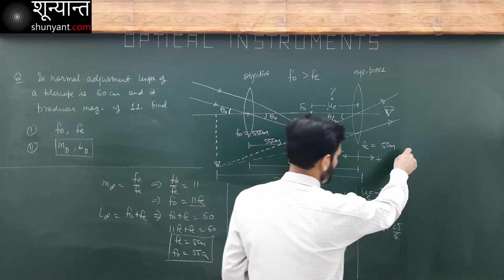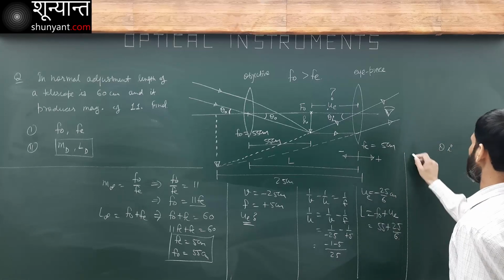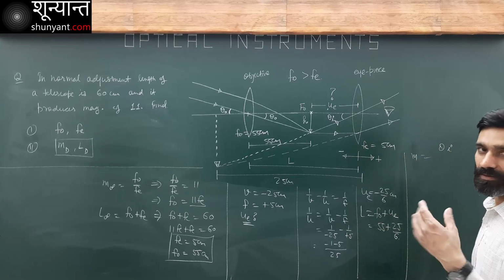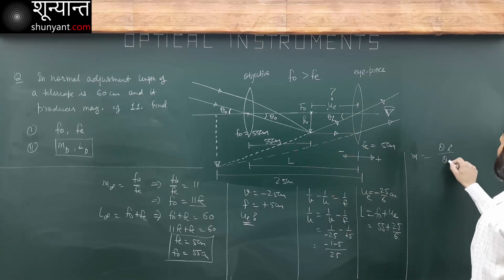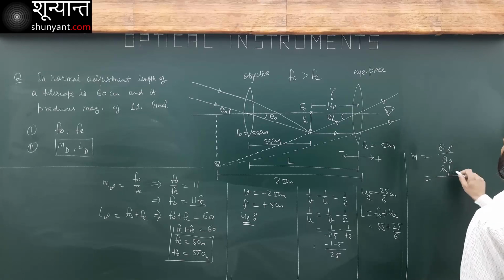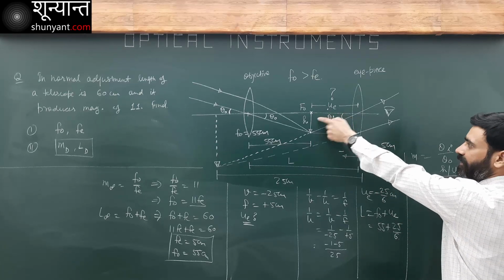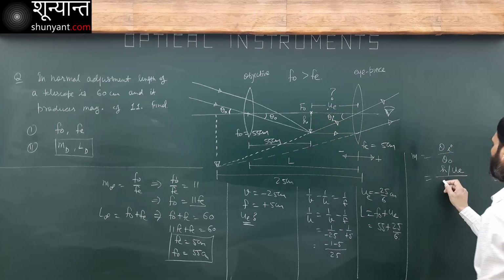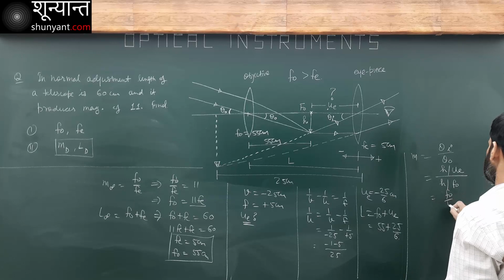Now what will be magnification? Theta i, magnification in any adjustment at any distance, for the final image, is this: H over ue, the angle made by the final image, over H over fo. It is fo over ue.